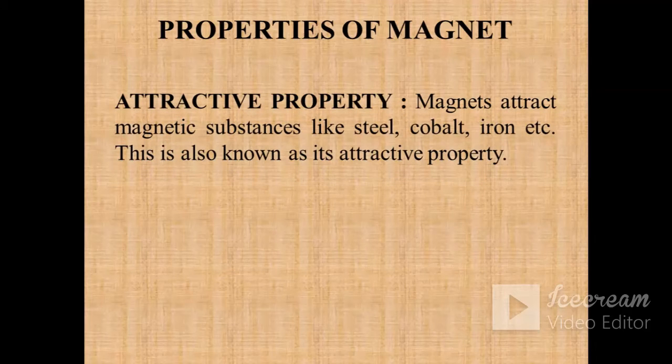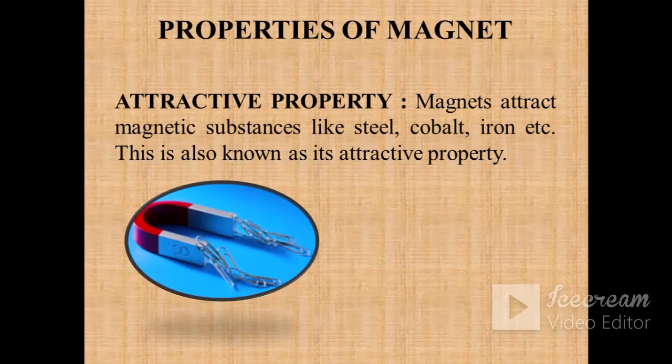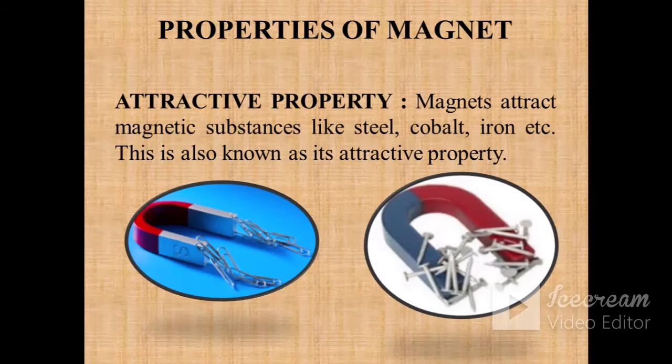So next we will study the properties of a magnet. The very first property is the attractive property. As we have already discussed, a magnet attracts certain substances like cobalt and iron. These are known as magnetic substances, and this property is known as the attractive property. For example, you can see in these two photos, the magnet is attracting the pins, and it is attracting the nails. So these are all magnetic materials.